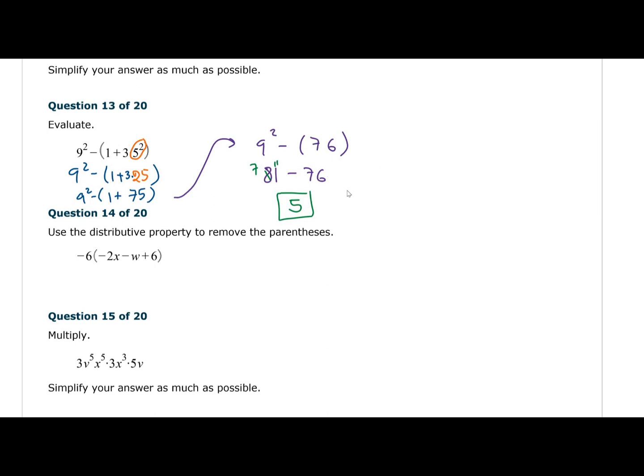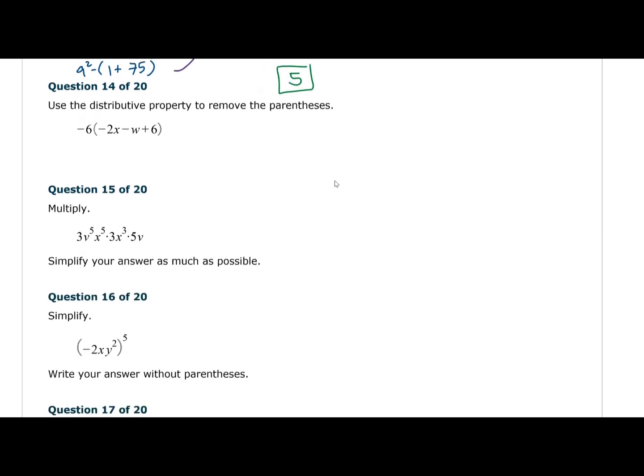Alright, number 14. Use the distributive property to remove the parentheses. So what we're going to do is multiply the number in front of the parentheses to all the terms inside the parentheses. We distribute negative 6 into the parentheses. Negative 6 times negative 2x is positive 12x.